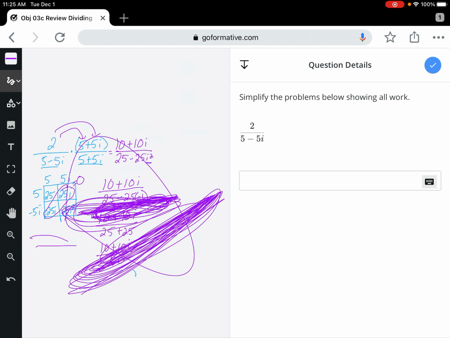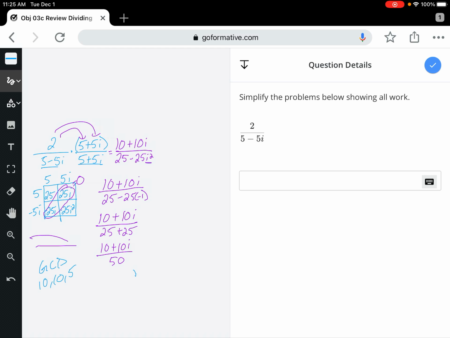Okay, so we have 10 plus 10i over 50. Now we find the GCD of 10, 10, and 50. And you can do that in Desmos. Make sure you go to the graphing calculator. You put the 3 numbers in. I'm just going to remind you.